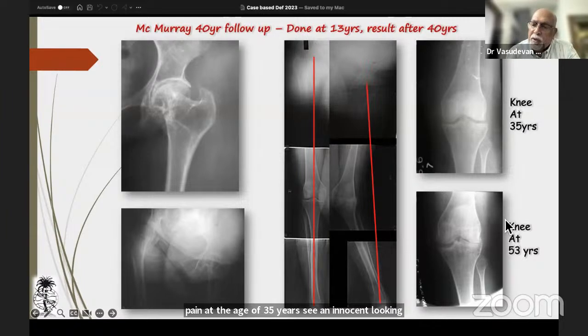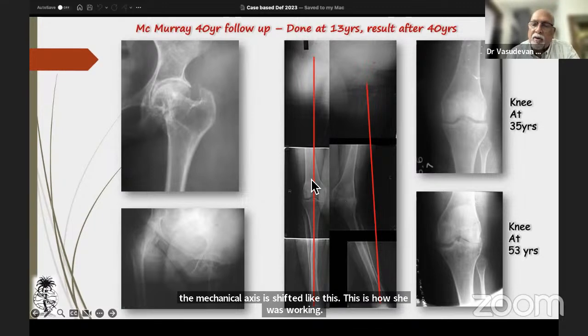And I saw her at 53 years. See, by then the lateral compartment is completely damaged. See, the mechanical axis is shifted like this. This was how she was walking. There is a full length x-ray. The lateral compartment has completely gone.